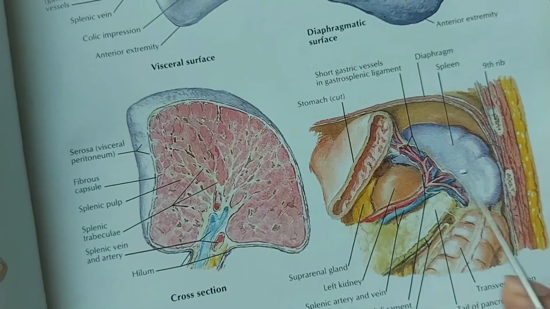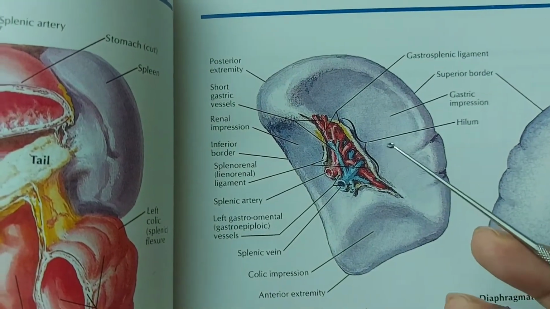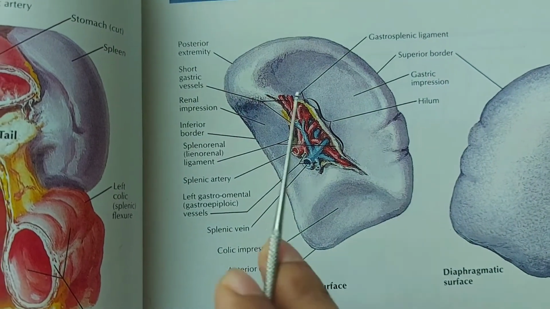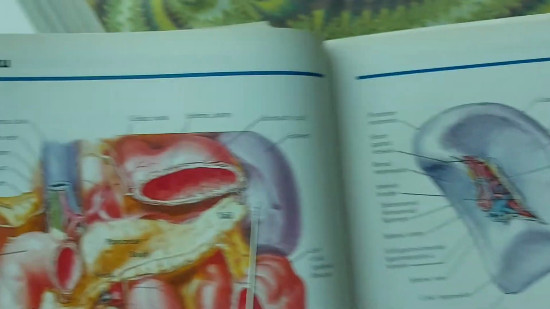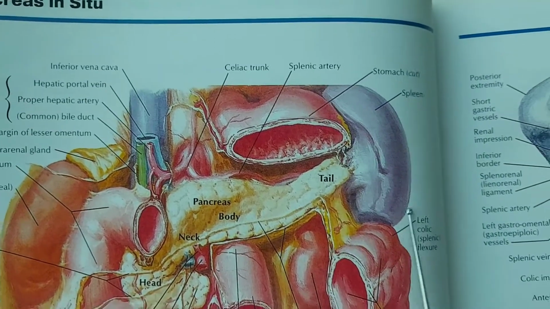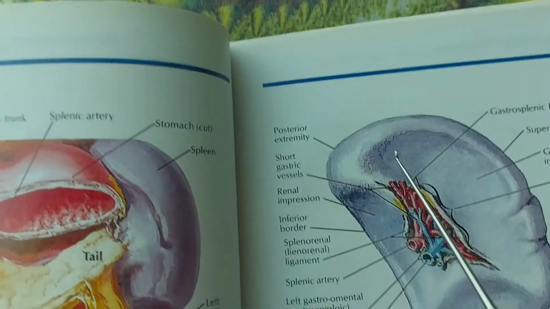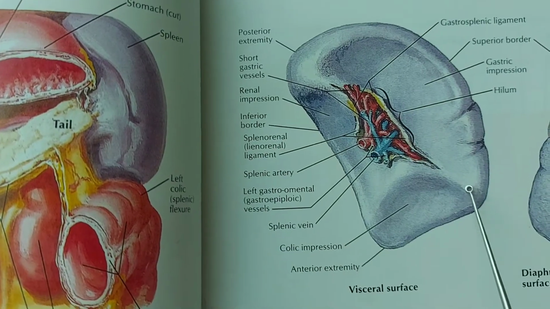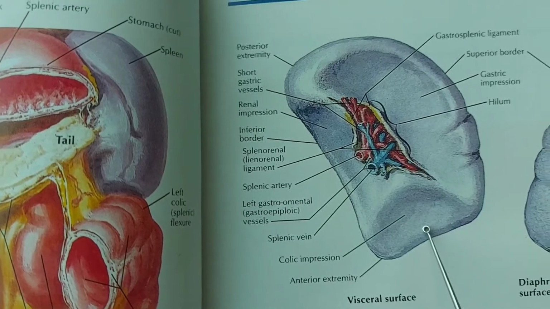The spleen has some features, that it has 2 ends or 2 extremities. Here in this body we can see this is the posterior part and this is the anterior part, and it is the medial and it is the lateral. So this is the posterior extremity or the medial end. Here is the anterior end or the lateral end or the anterior extremity.